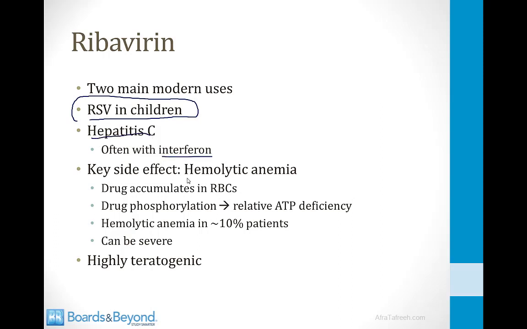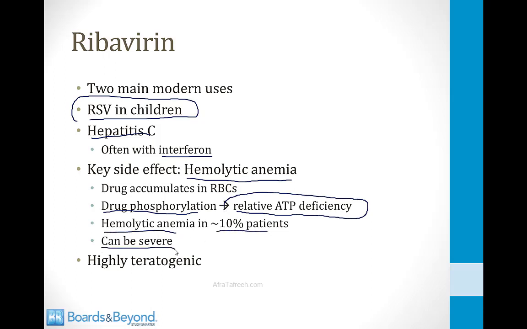Key side effect is hemolytic anemia, so this drug likes to accumulate inside of red blood cells, and the concentration inside red blood cells can get very, very high. So when the concentration is high and the drug gets phosphorylated, it depletes the phosphate pool, and as a result, the red blood cells have a relative ATP deficiency. This results in hemolytic anemia, which can occur in about 10% of patients, and it can be very severe. And this is a big problem when trying to treat patients with ribavirin for chronic hepatitis C. It's also highly teratogenic, so it can't be given to pregnant women.